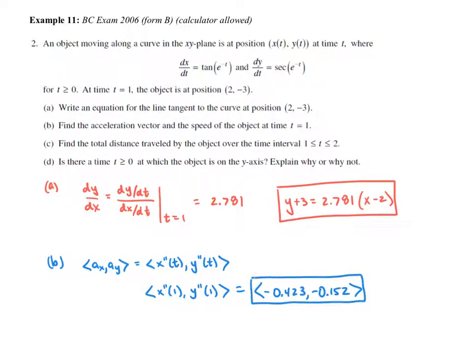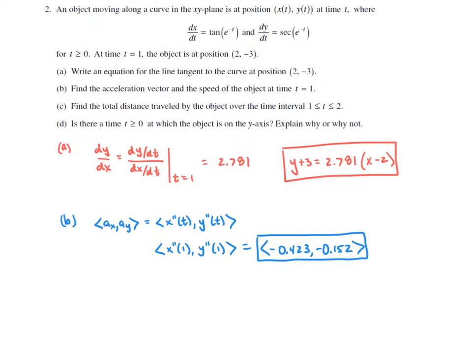Then this part is asking us for the speed. Remember the formula for speed is the square root of (dx/dt) squared plus (dy/dt) squared. And again, in this example, we are going to calculate this at t equal to 1. And in your calculator, when you type this in, you get 1.139. Okay, let's try part C.